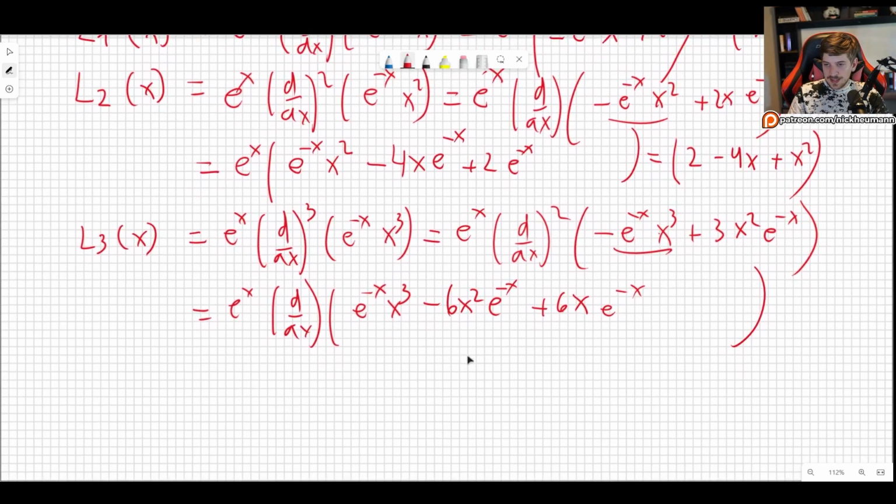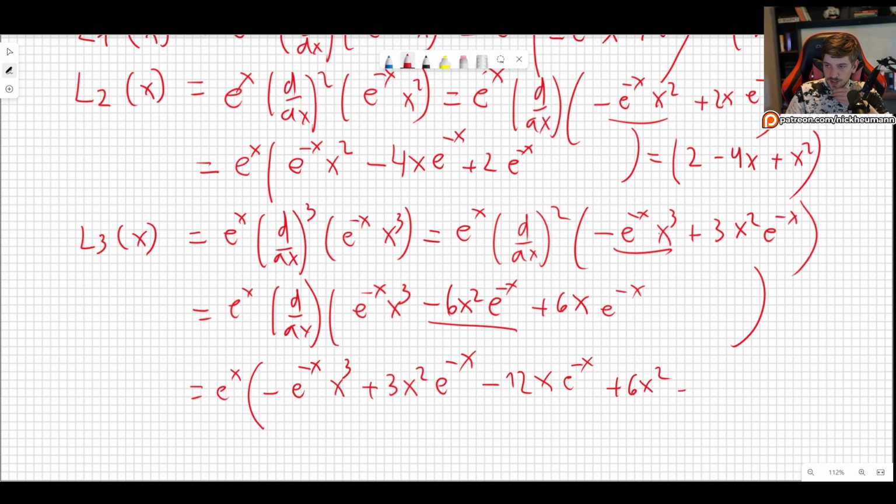Okay, and now we can, well, go again. We have to derive one more time. So e to the x times, and now we have minus e to the minus x, x cubed, and then we keep this positive, so plus 3x squared e to the minus x, and then we go for this term here, so we get minus 12x e to the minus x, and then plus 6x squared e to the minus x, and finally from the last term we get 6 e to the minus x, and then minus 6x e to the minus x.